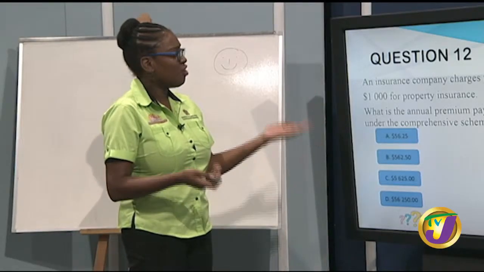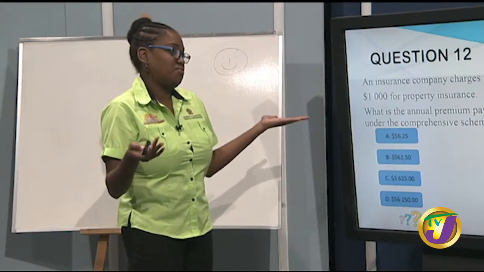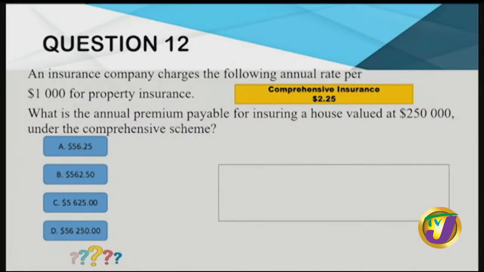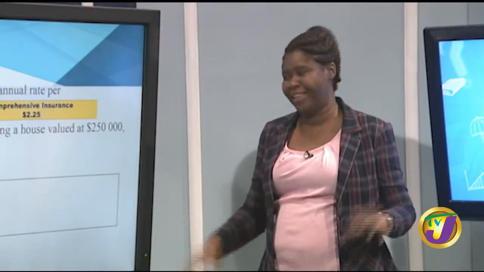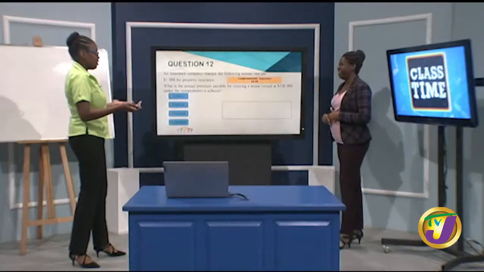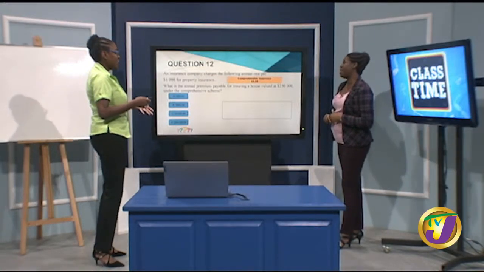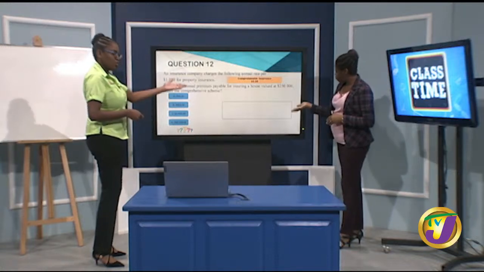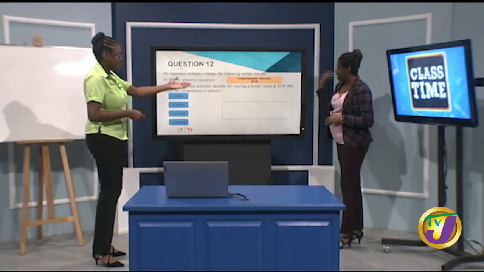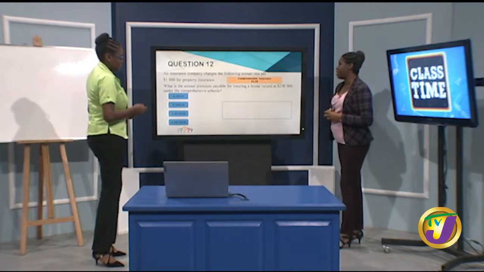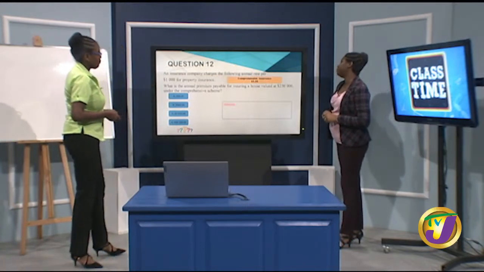So the question is, how many $1,000 are in 250,000? And it is telling you 250. So I guess the working is going to be pretty simple. Well, at least we know what the calculation is going to be. It's going to be 250 times the rate per $1,000.